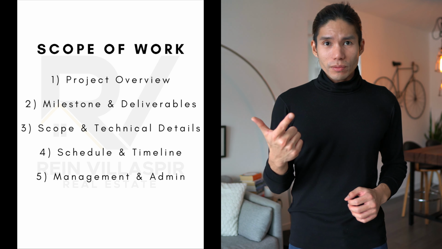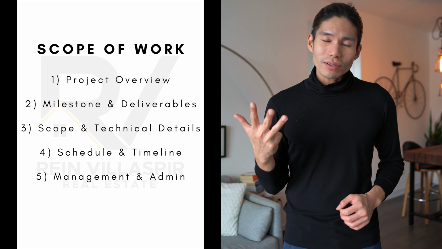So your scope of work includes project overview, milestones and deliverables, scope and technical details, schedule and timeline, and management and administration. There are different types of scope of work depending on which trade you're dealing with. There's a different scope of work for electricians, carpenters, plumbers, but typically when you hire a general contractor, he will take care of all those trades and have them as subcontractors, so you would only have one scope of work dedicated to your general contractor.